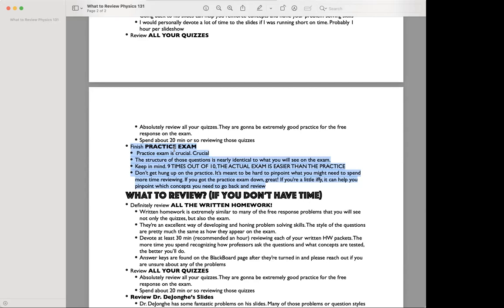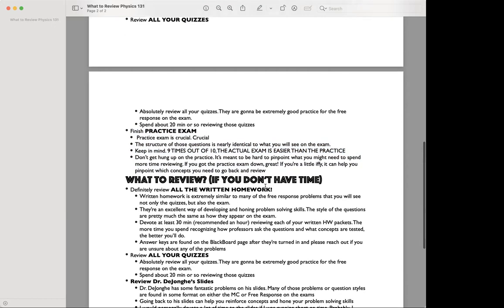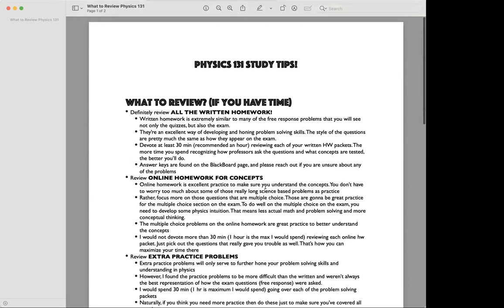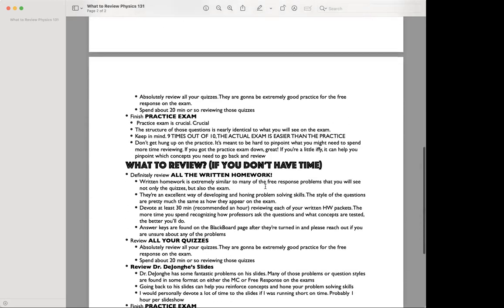9 times out of 10, the actual exam is easier than the practice. Like we found with my friends and I, when we were taking the practice exams, we found the actual exams to be a lot easier than the practice. Practice is a little bit more difficult to prepare you more and make you, I guess, over prepared for the exam. And that's everything that you should review if you have time.